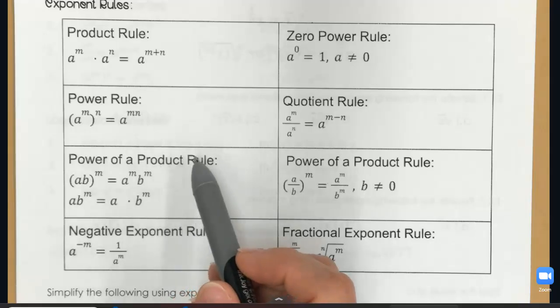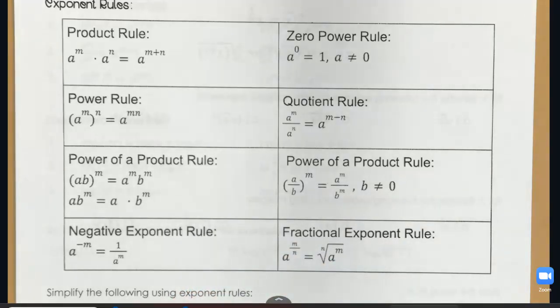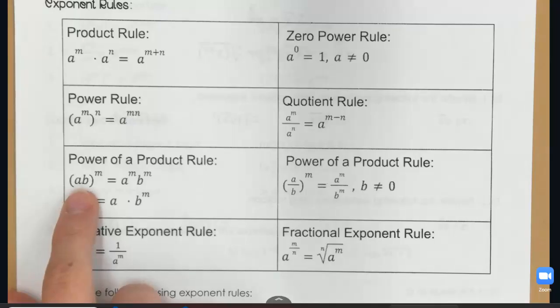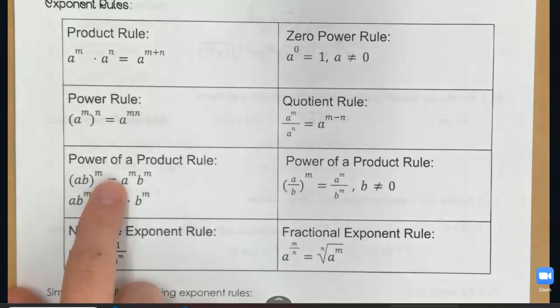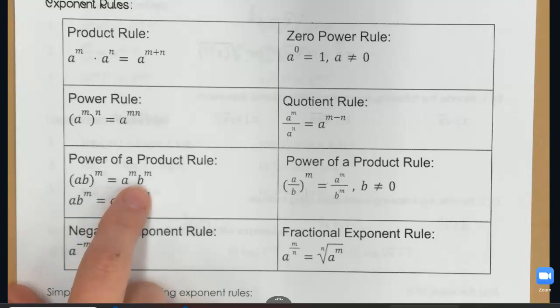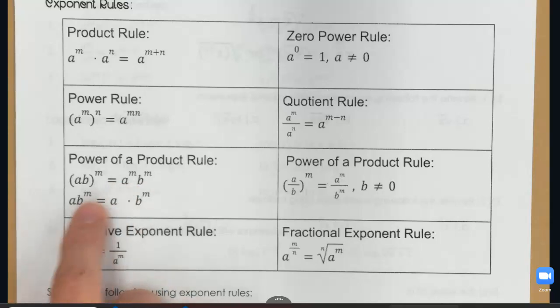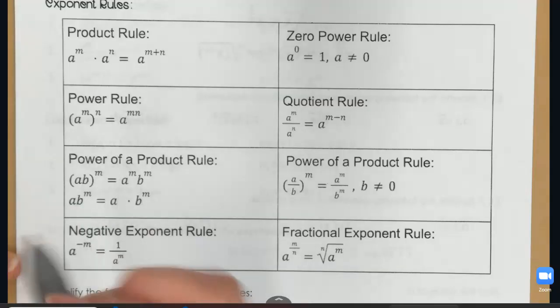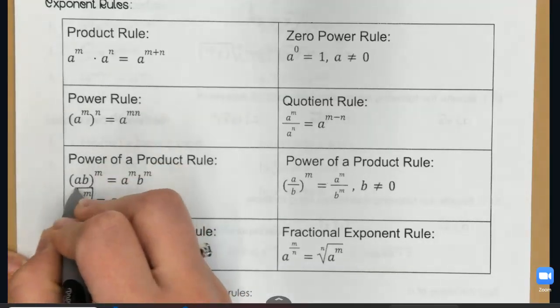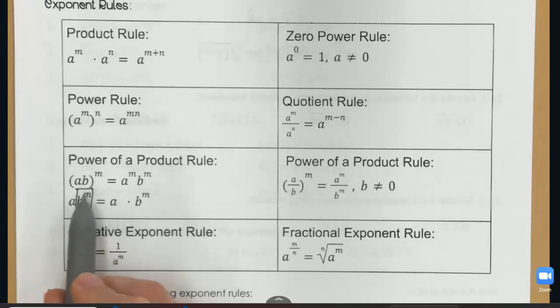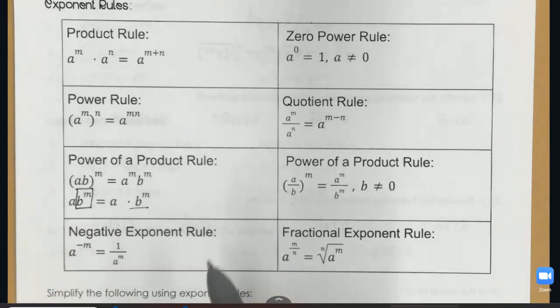Power of a product rule is going to draw your attention to what your exponent applies to. If you have a product in parentheses with the exponent on the outside, that indicates that your exponent applies to everything within your parentheses. If there are no parentheses, however, it would only apply to the term that it's touching. So in that example, there's no parentheses, so the m exponent only applies to b.